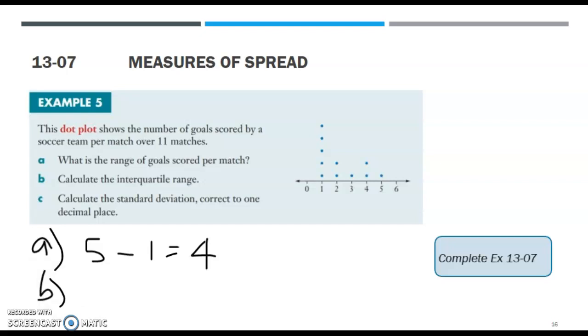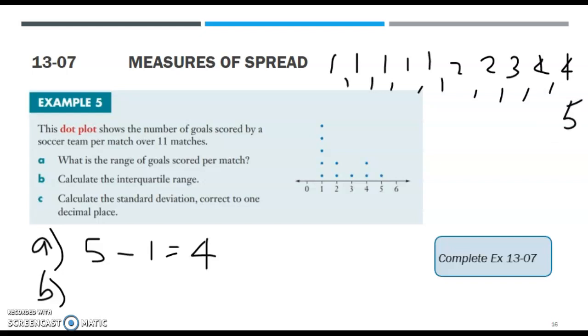Now to do this, we need to rewrite the goals and we need to find the quarters. So let's rewrite them out. We've got 1 goal. I'm just going to write it up the top here. Another one, another one. So we've got 5 of those. We've got a 2, a 2, a 3, 2 4s, and a 5. Oh, I'm going to squash it in on the end there.